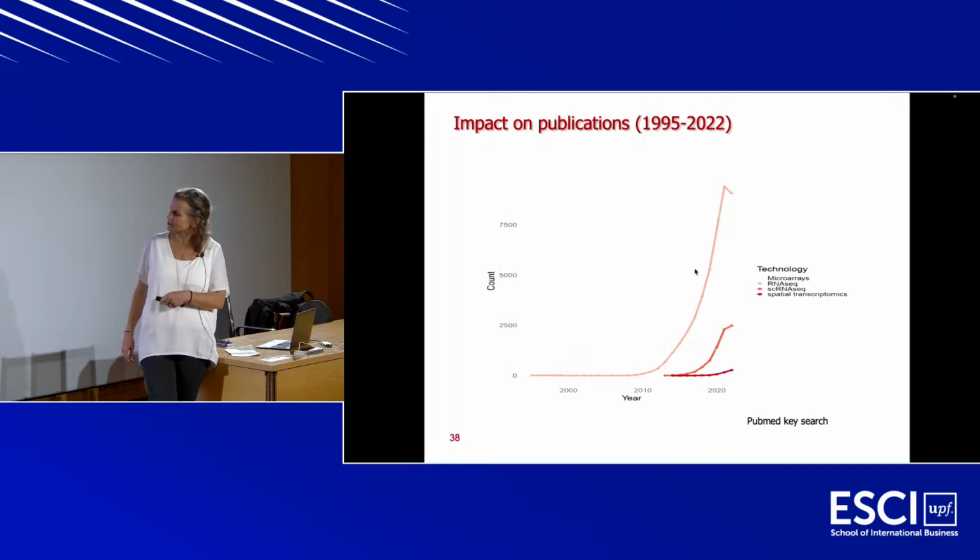So this is just a curve on the use of those technologies in PubMed. So nowadays, what is really being in use is the RNA-seq, and the single-cell RNA-seq are gaining the floor there, and microarrays is something that is going down.